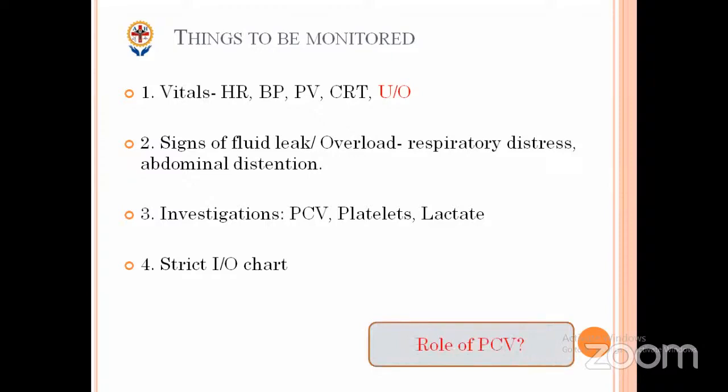So what is the role of PCV? If you take a management of dengue, every dengue child will have PCV done at least 5 to 6 times. PCV and platelets are the most common investigations to repeat in the dengue child. So why are you repeating PCV? What is the role of PCV? Hemoconcentration, sir.